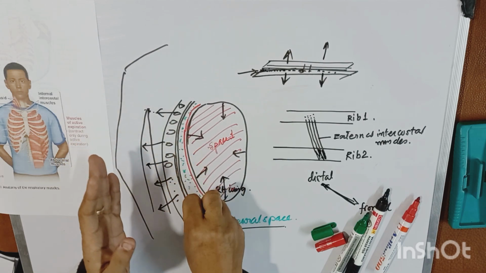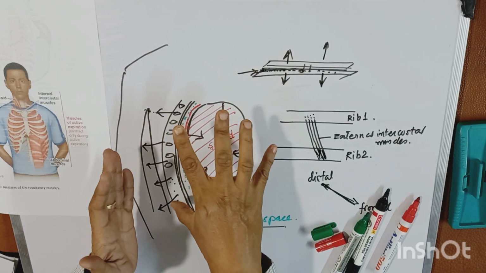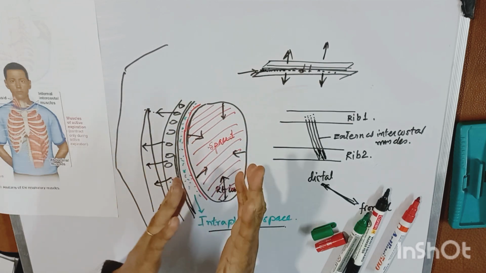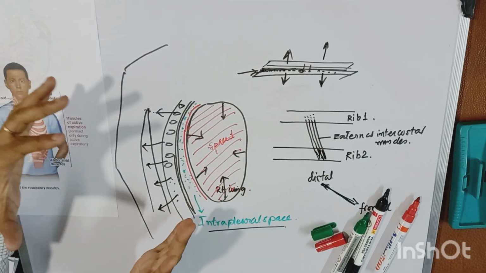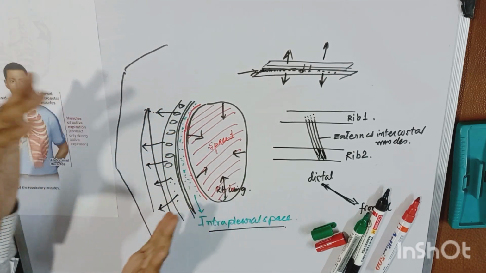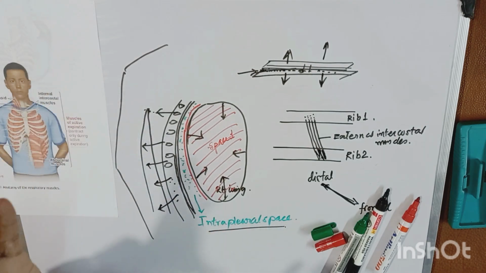The lung tries to shrink like a balloon. It's like an elastic balloon which always tries to get smaller, but the chest wall will always, through its suction pressure, try to expand because of its elastic properties, because of the ribs, because of the muscles.